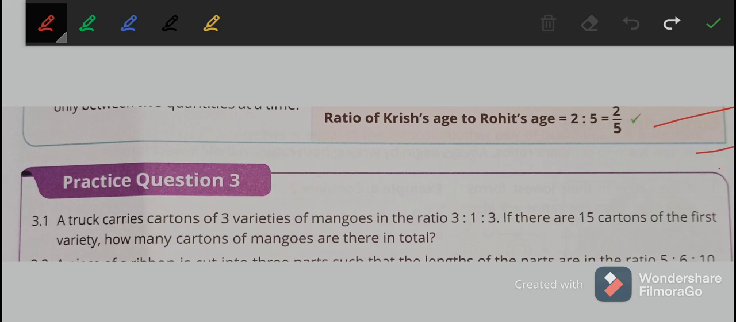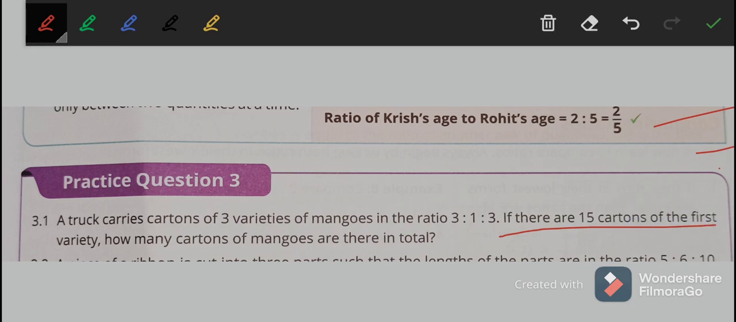So I have taken the first question from your practice question 3. You can also refer to your supplementary book, otherwise I have mentioned the question as well. So let's read the first question. What is the question? A truck carries cartons of three varieties of mangoes. So it is given that we have three varieties of mangoes and the ratio is 3 ratio 1 ratio 3. Now it is given if there are 15 cartons of the first variety.